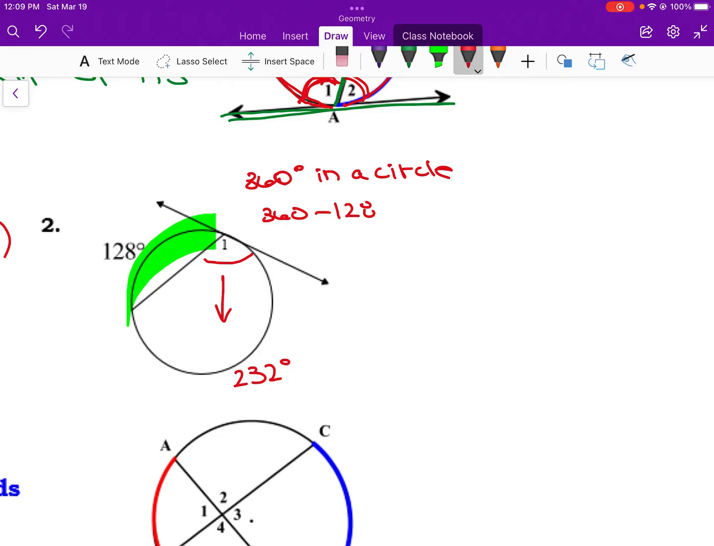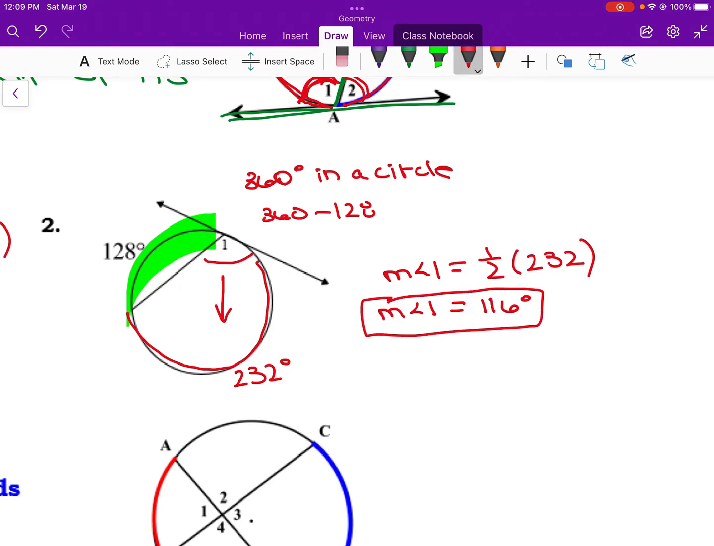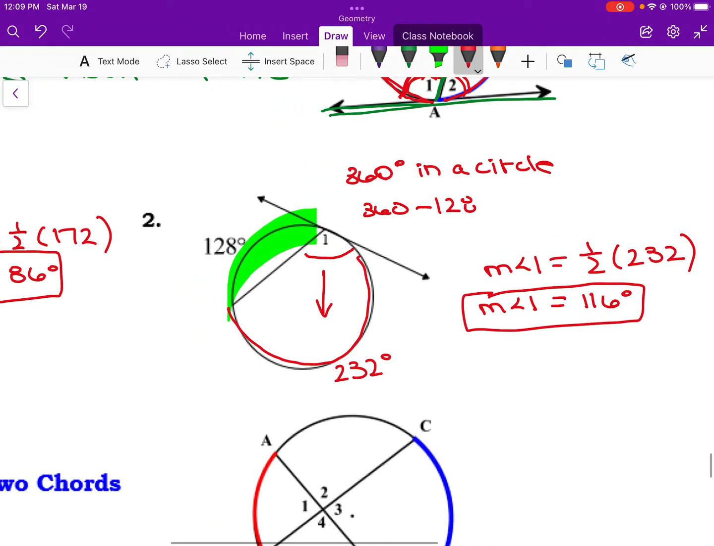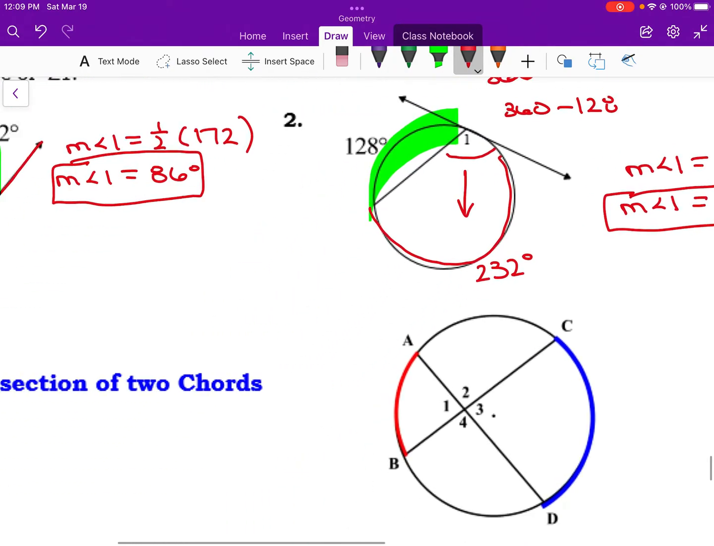So the measure of angle 1 is 1/2 of its intercepted arc, right? 1/2 of this guy here, which is 232. So if I just chop that in half, then I'm seeing that the measure of angle 1 is 116 degrees. And that's it. As long as you know the arc across from the angle that's generated by that chord and tangent, then you can just chop it in half.